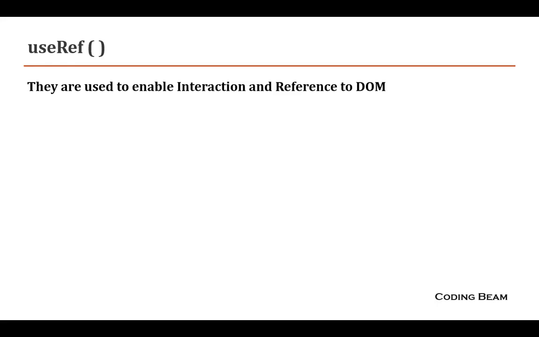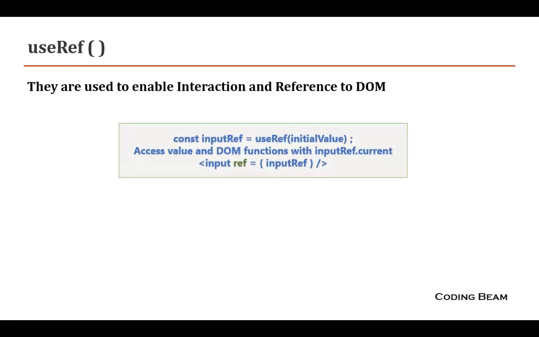So they are used to enable interaction and references to the DOM, and we pass the initial value to the useRef hook, and then it takes over the element from the controlled state to the uncontrolled state. The difference between the controlled and the uncontrolled state is that the controlled state is controlled by the React state management, and the uncontrolled state is controlled by the DOM element's functions. And then we have to provide the input ref that we have defined with useRef with the initial value as an argument.